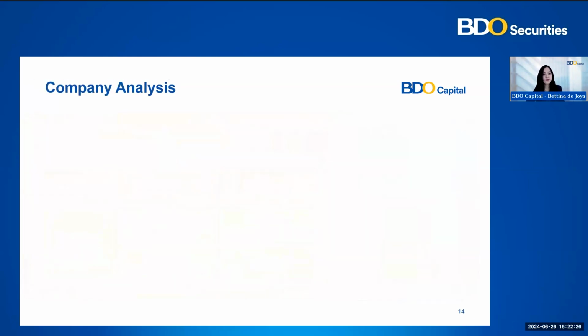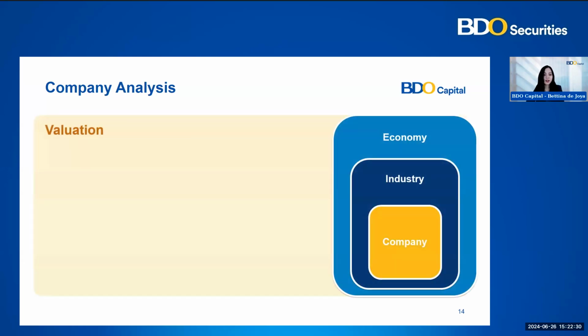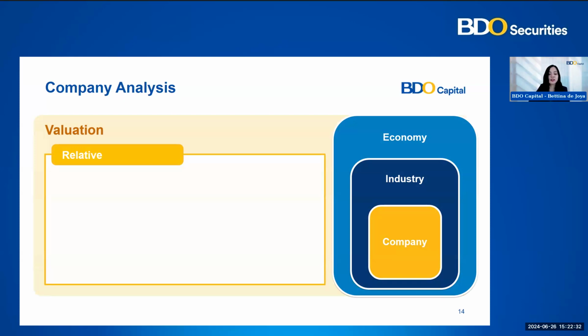So the first type of valuation is absolute valuation, the next one is relative valuation. This type relies on multiples that are hinged on price, on market price. The most common multiples used, especially in the Philippine market, are price to earnings, price to book, and EV/EBITDA.